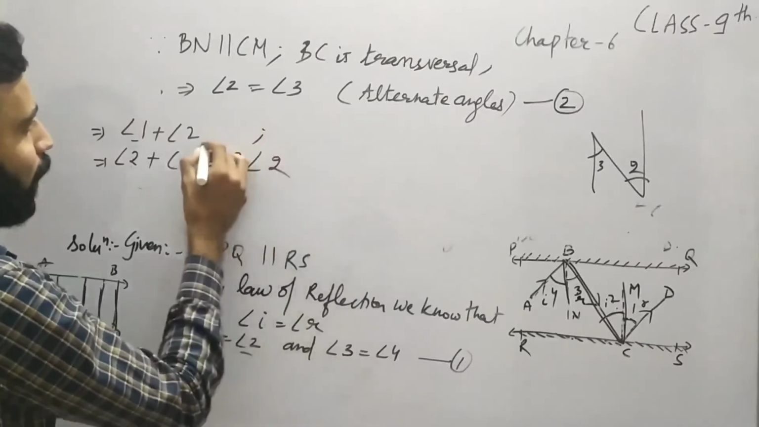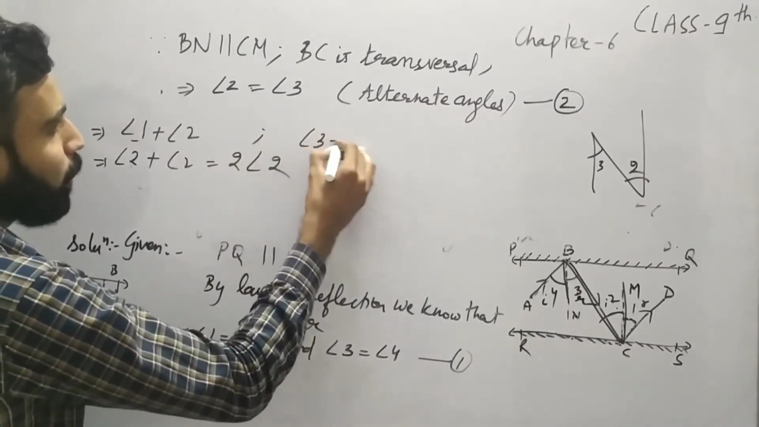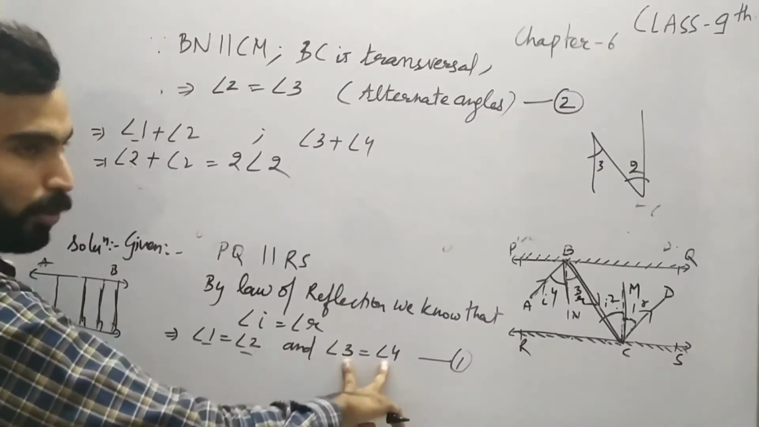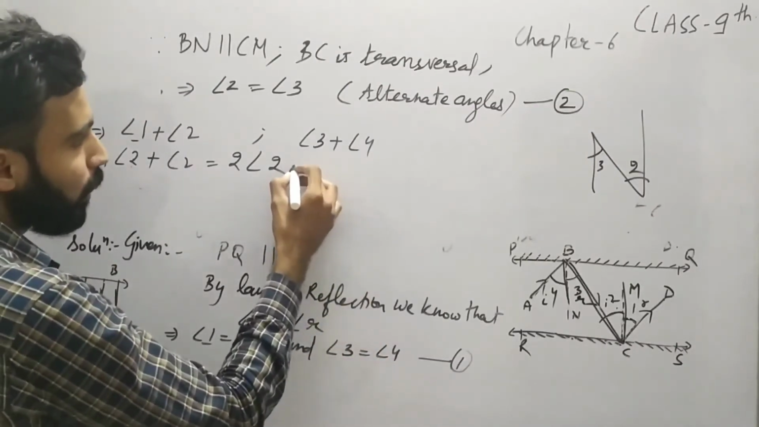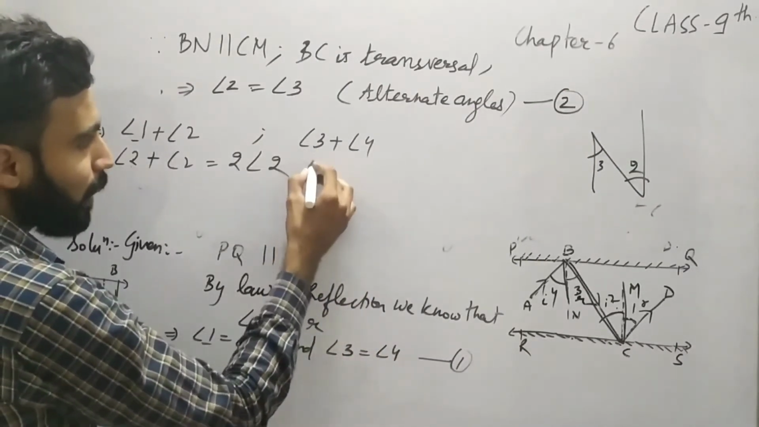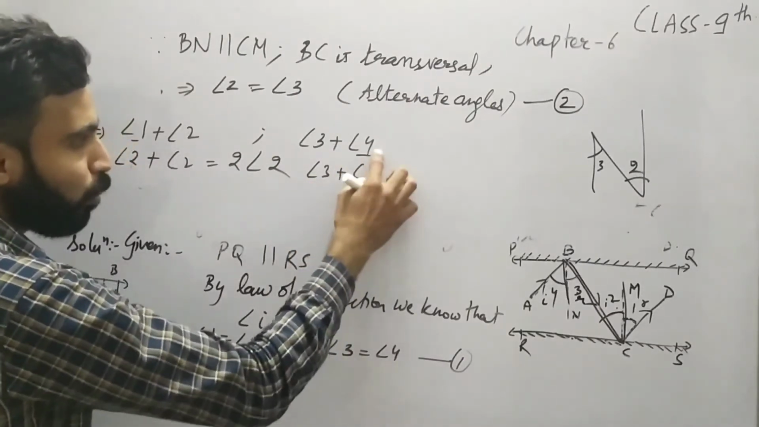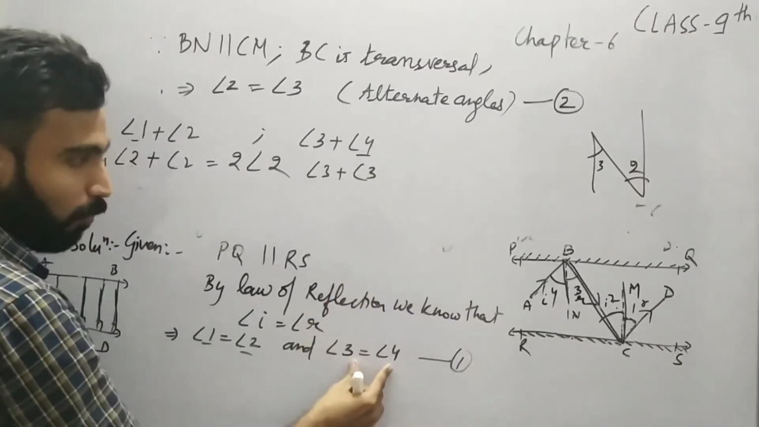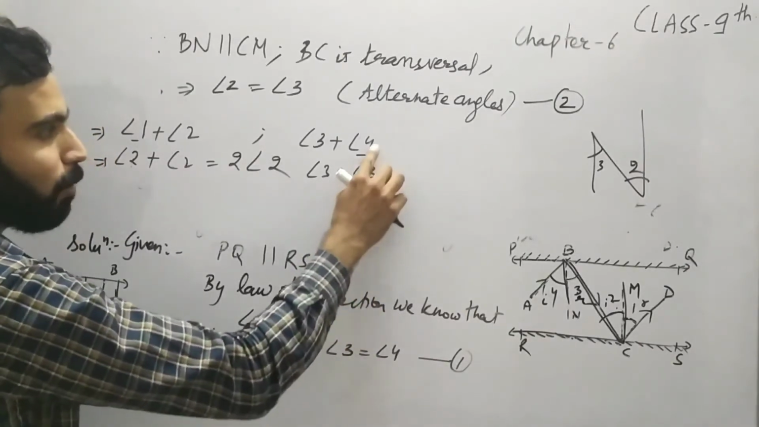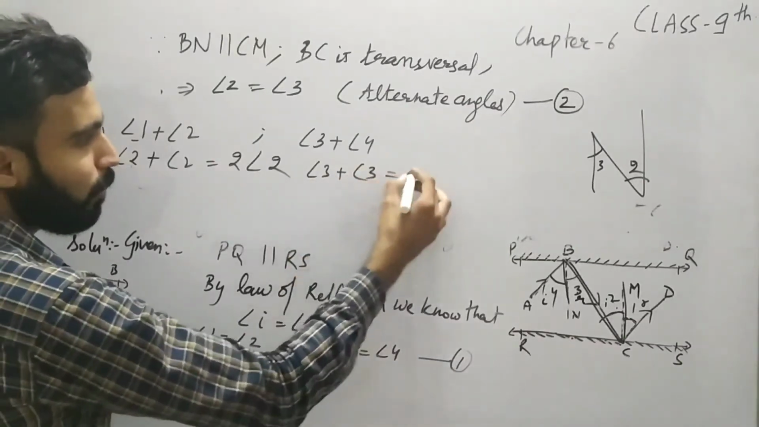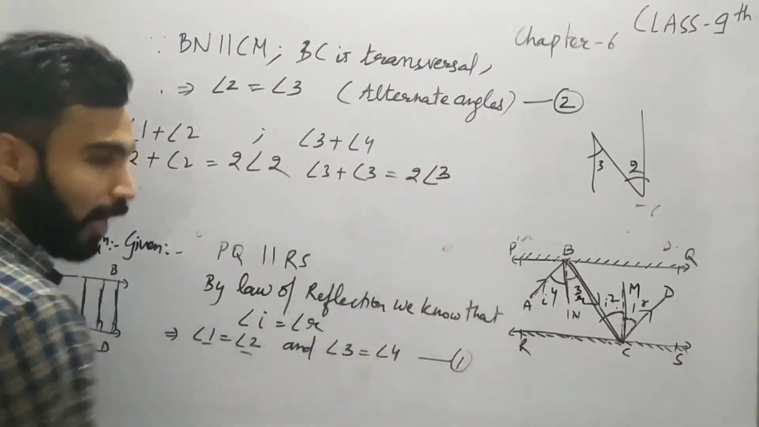Similarly, if I just have to find out angle 3 plus 4, then you will observe that angle 3 and 4 are equal to each other. So if I just place angle 3 at the place of angle 4, that will make no change because angle 3 is equal to angle 4. So I have placed angle 3 at the place of angle 4. That will make no change. So angle 3 plus angle 3 will give you 2 angle 3, right?